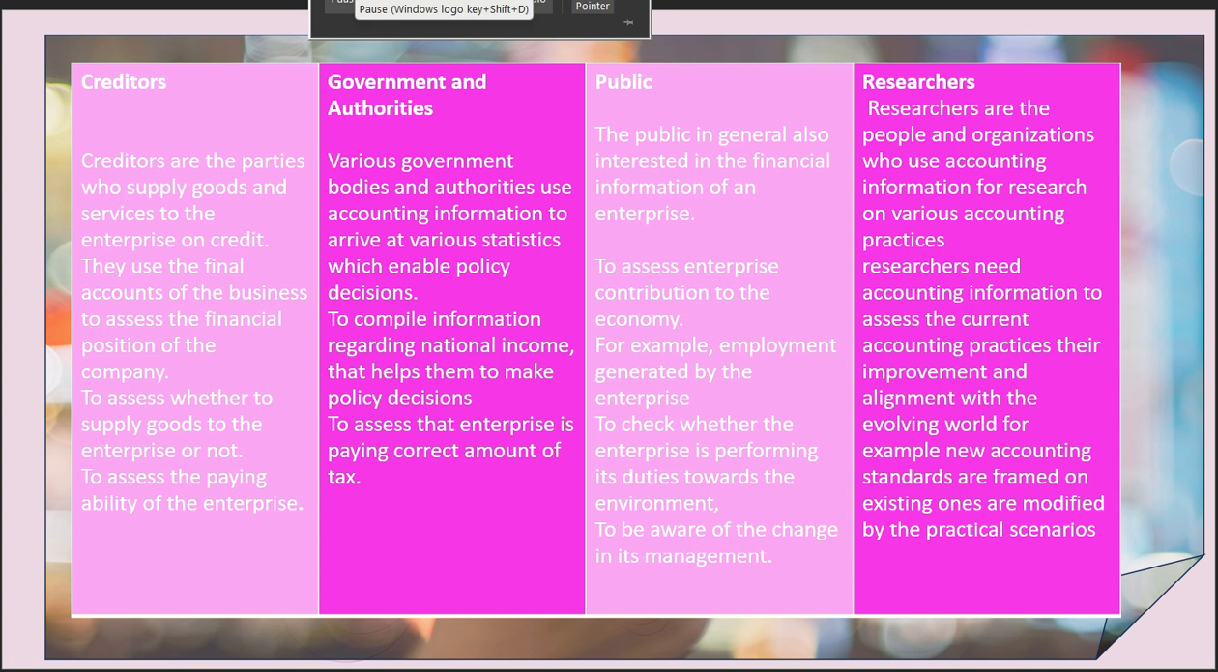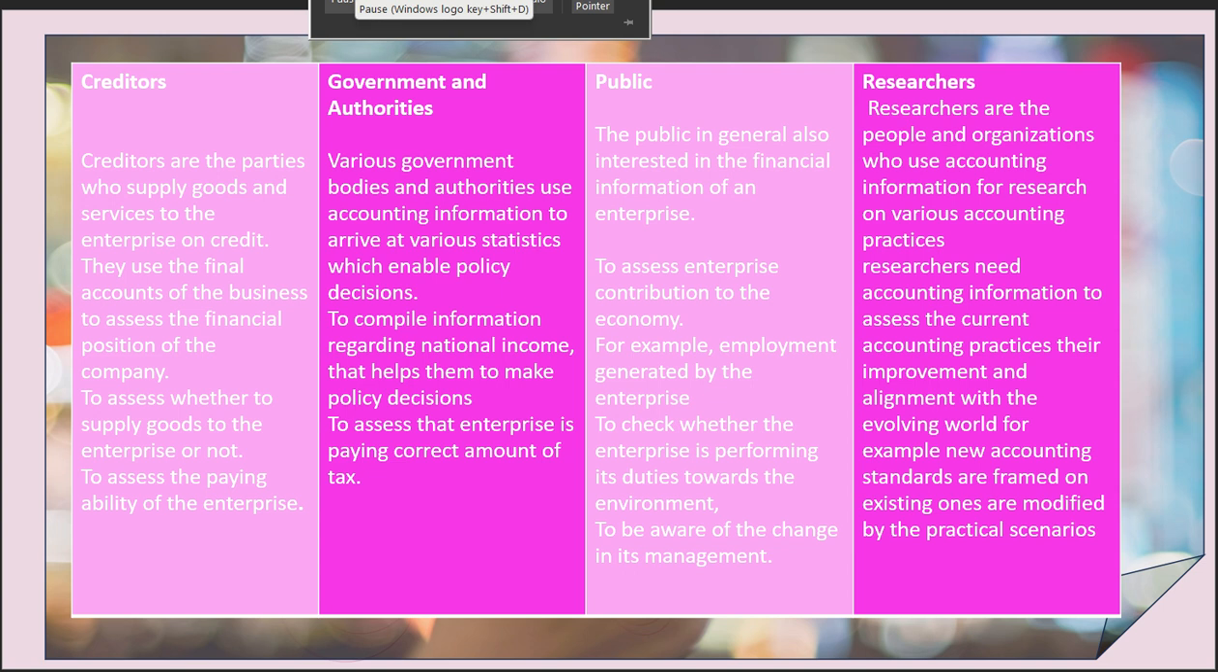Okay. Next is government and authorities. Government bodies and authorities use accounting information to arrive at various statistics which enable policy decisions, to compile information regarding the income statement that helps to make policy decisions, and to assess whether the enterprise is paying the correct amount of taxes or not. The government collects taxes. Government also compiles information regarding the national income, so they need all these stats for it.